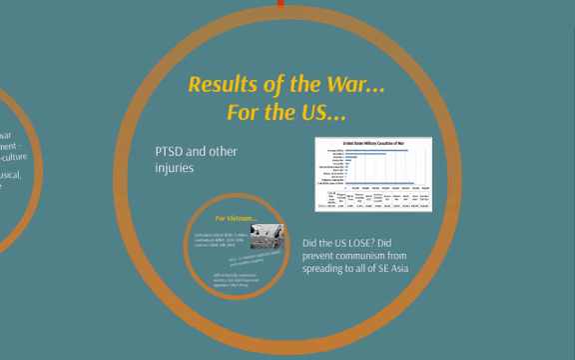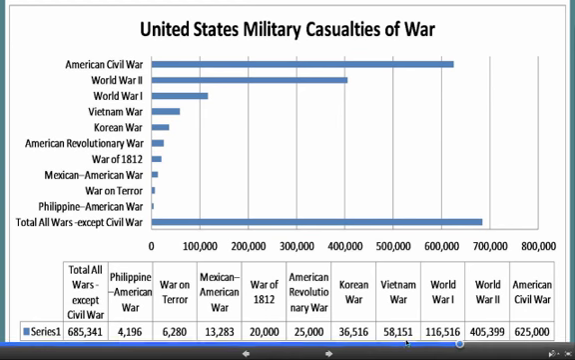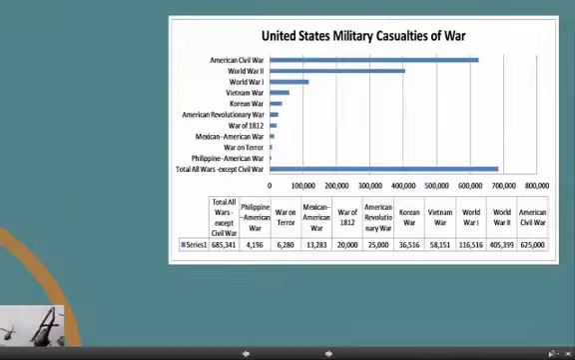Okay, so the results of the war for the U.S. obviously massively destructive for those who served in the war. Soldiers come home with extreme PTSD and other physical injuries. There are also many deaths in the war, many casualties, and this just shows you in the Vietnam War, 58,000 casualties of the U.S., which makes it the 4th most deadly war that the U.S. has fought. The American Civil War, obviously the most because both sides were American.